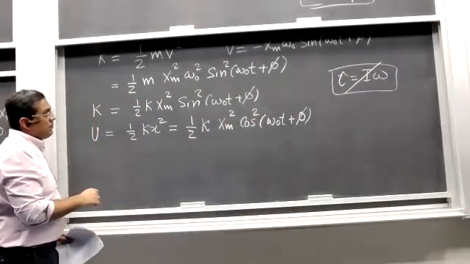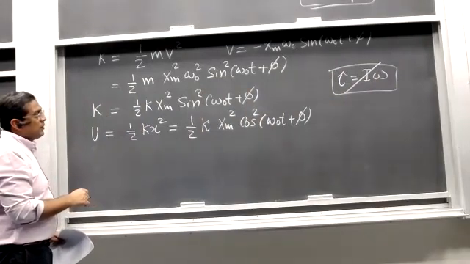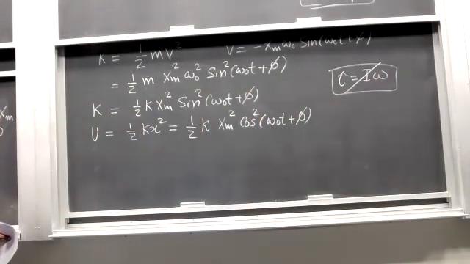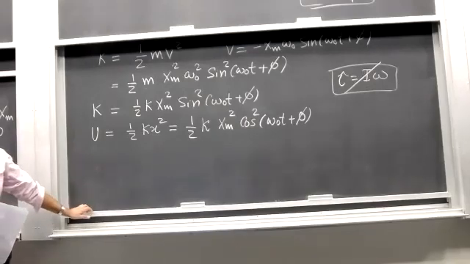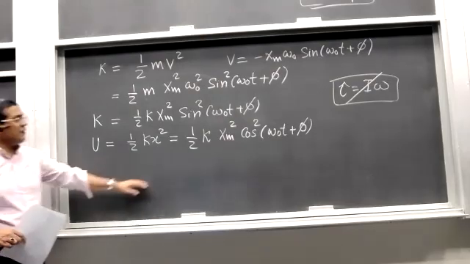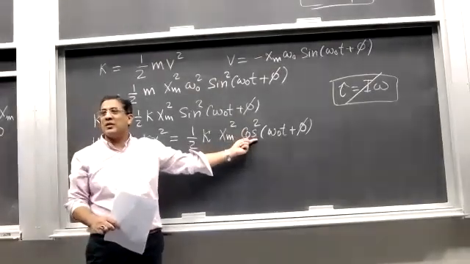Sir, why is it cos squared? Isn't it sine squared? Sorry. Isn't it sine squared of omega naught t plus phi times xm squared? In the equation for U, sir, won't it be half k xm squared sine squared of omega naught t plus phi? Why is it not sine squared?